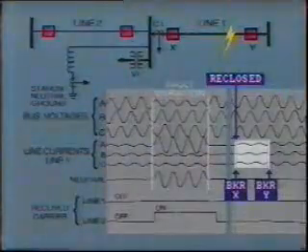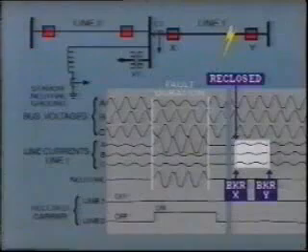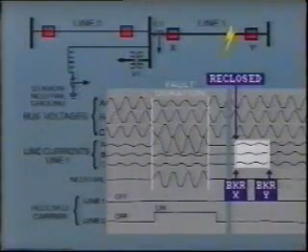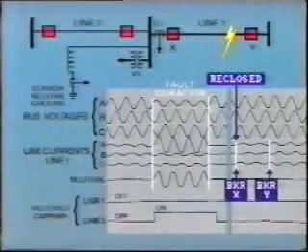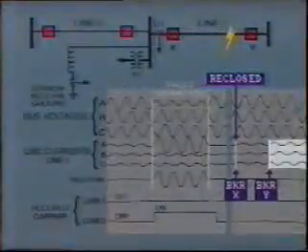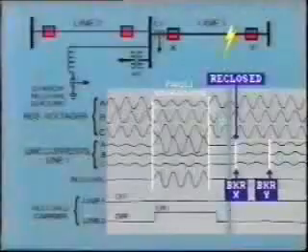During this period, the line is energized from one end only. The small current flowing is due to line charging. After the remote breaker closes, load current again flows.